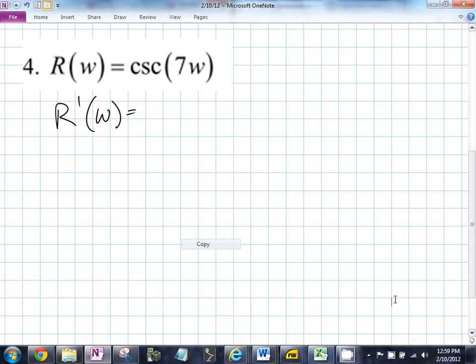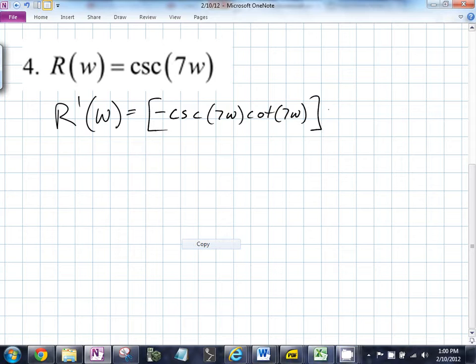Rule, that's correct. So what's the derivative of cosecant? Negative cosecant cotangent. And then what do you have to multiply this whole thing by? 7, because that's the derivative of the inside. So the final answer is negative 7 cosecant 7w cotangent 7w.